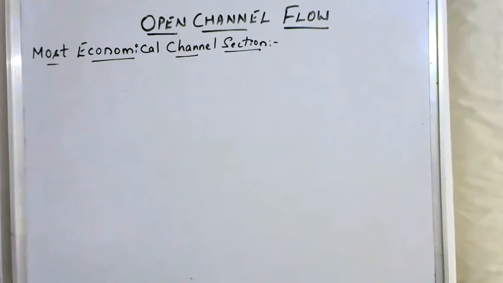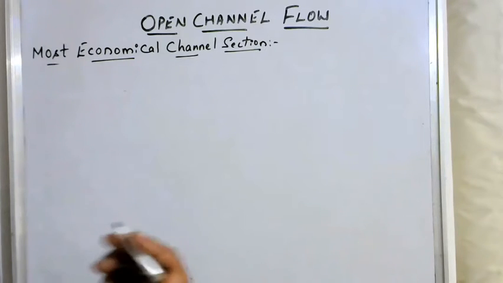A channel is said to be the most economical or the most efficient whenever it can pass a maximum discharge. For a particular given area or slope, whenever you get a maximum discharge, then you can say the channel is the most economical one. So this can be treated like this.